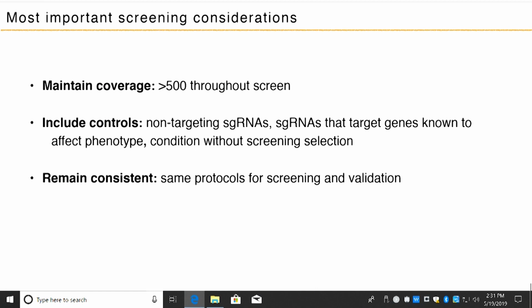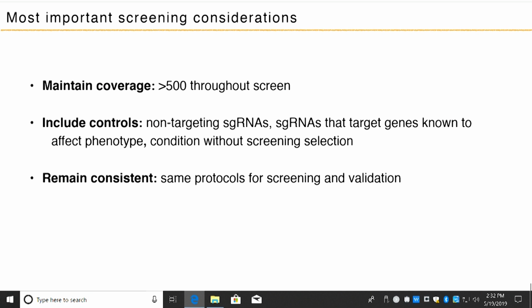So just to highlight again, the most important consideration during a screen is, like I repeated several times, you want to maintain coverage throughout the screen at least 500 cells per guide RNA in your screen. Now, for noisier screens or for instance, for negative selection screens, you might want to increase this number to 1,000 or 2,000. And it's also very important to include controls. For a screening library, the controls are, for example, the non-targeting guides in the library itself. So you can look at how the non-targeting guides in your library change before and after selection to figure out how much noise was in your library.